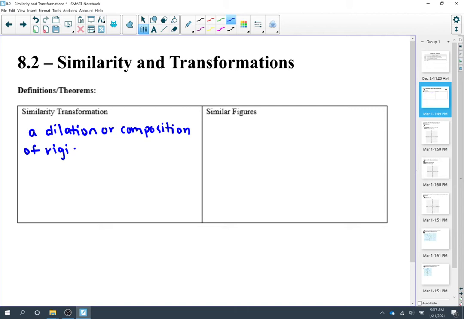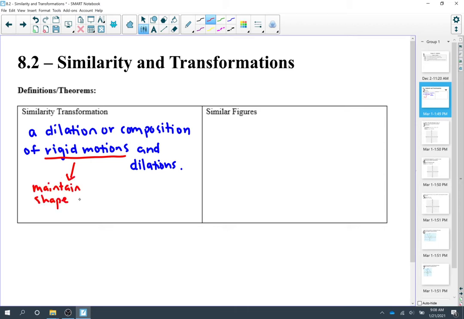Now, what this means, first of all, we have this idea of a rigid motion. A rigid motion is a motion that is going to maintain the shape and size of the figure. So if I have a triangle and I just move it left, I move it right, I move it up, I move it down, I rotate it, that's a rigid motion. It's maintaining the integrity of the shape. It's just kind of like moving it around. That's considered a rigid motion.